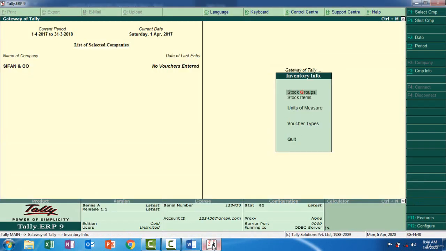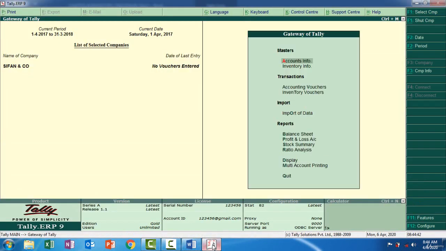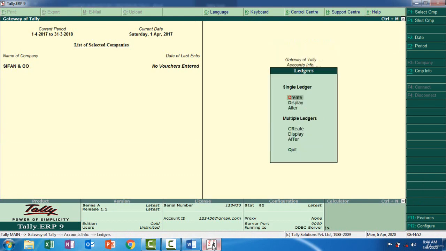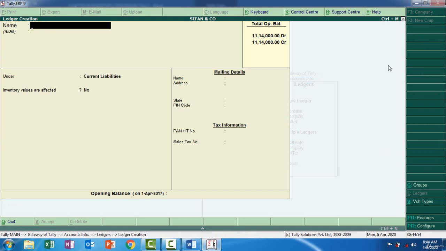Now we are going to look at the debit and credit. So if I look at the debit and credit, first I'm going to go to the accounts info and ledger, create ledger, and you can see here the total debit is 1,140,000 debit, as well as 1,140,000 credit. So our opening balance is correct.